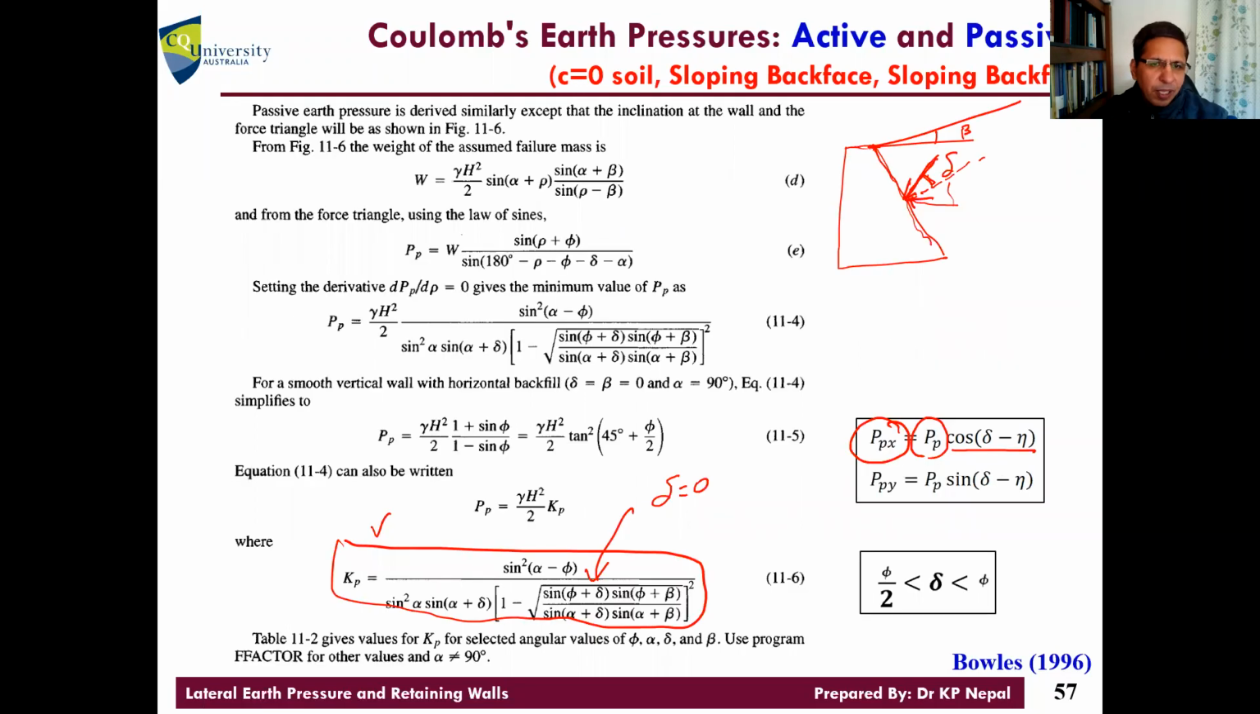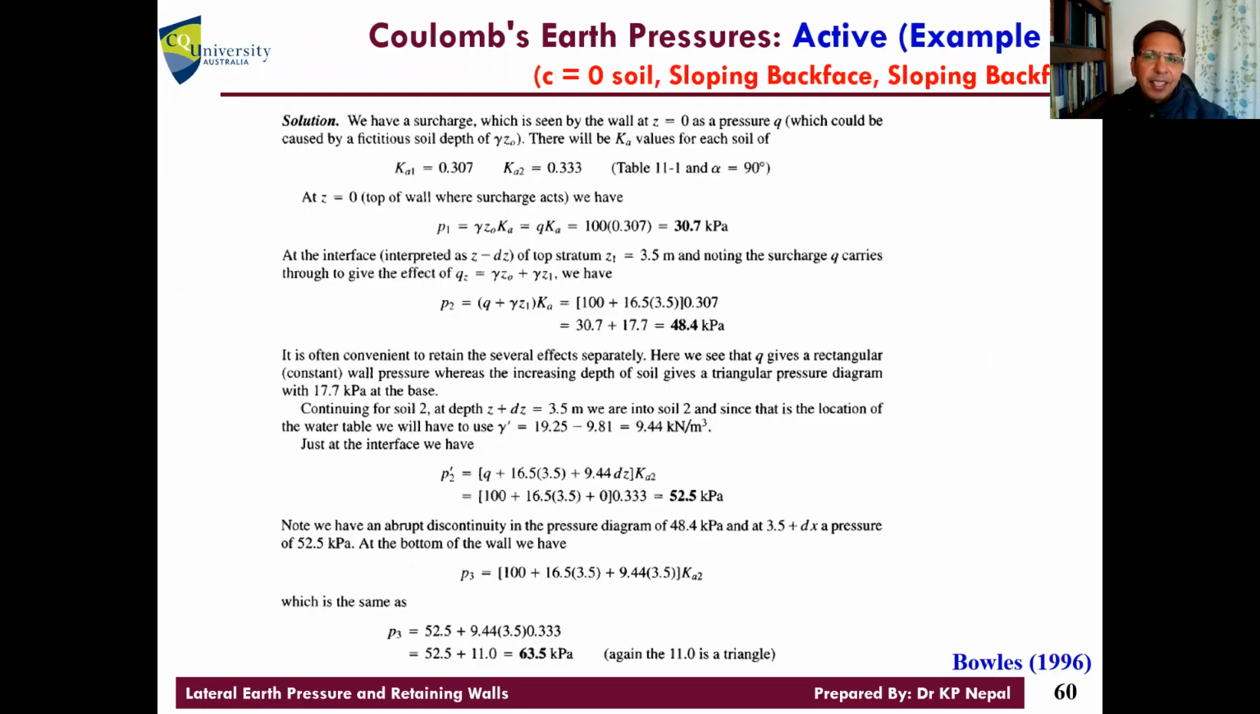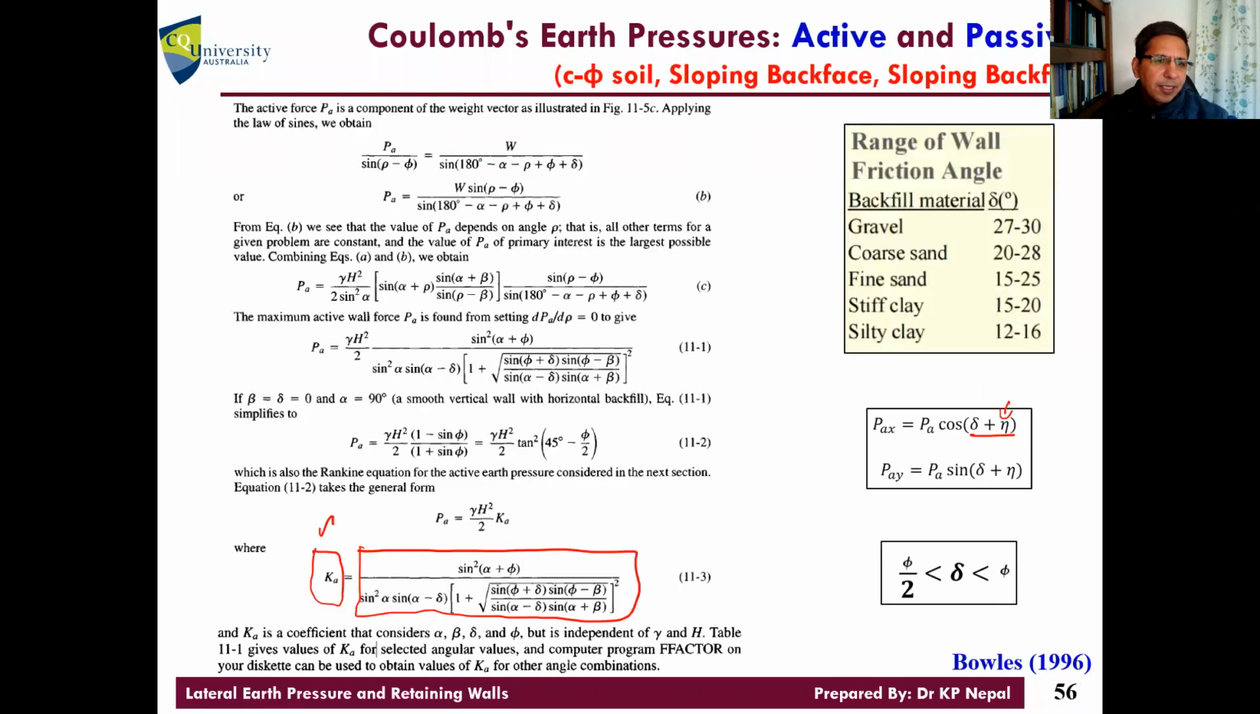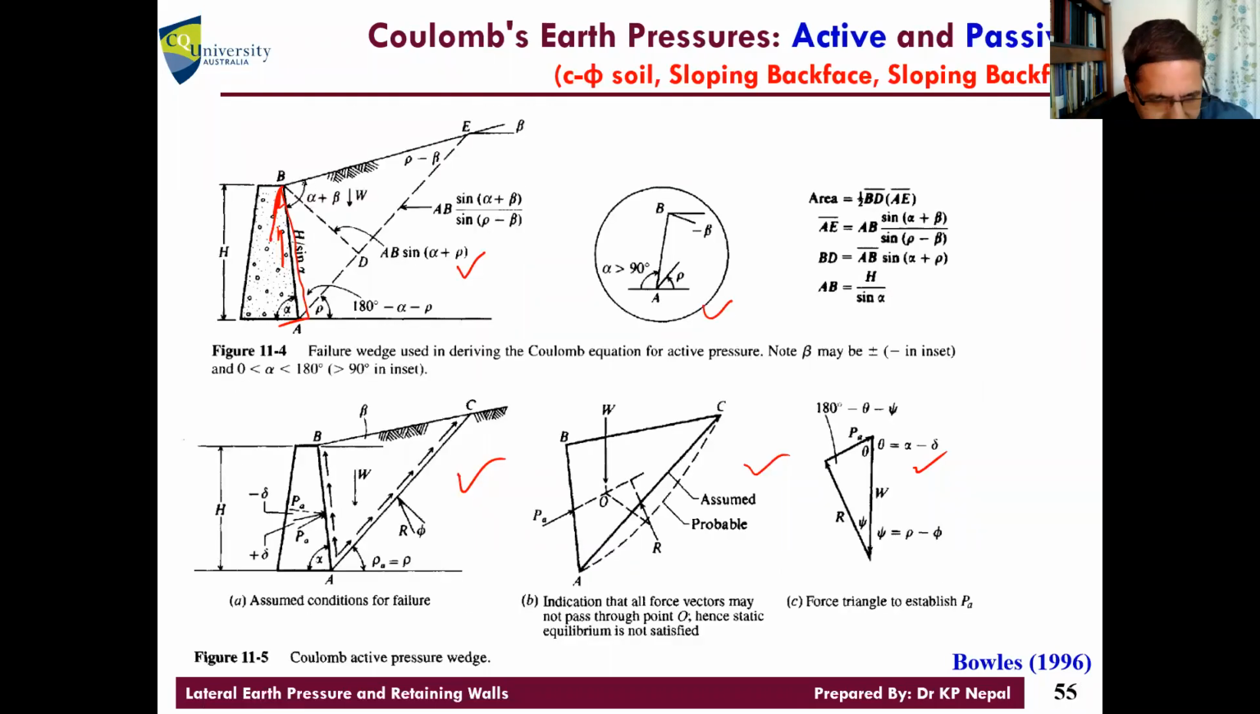We will solve one problem using Coulomb's theory, and then it will be easier for you to understand. In summary, what we covered today: we started learning about lateral earth pressure theory. If we calculate vertical pressure, we multiply with a coefficient, the lateral coefficient, and then we get the horizontal pressure. Once you draw the pressure diagram, the area of the pressure gives the total force. The location of the force is found by taking the moment about the bottom of the wall and equating with the force. So M divided by F gives you the resultant location, right?